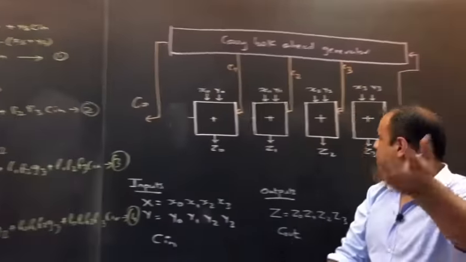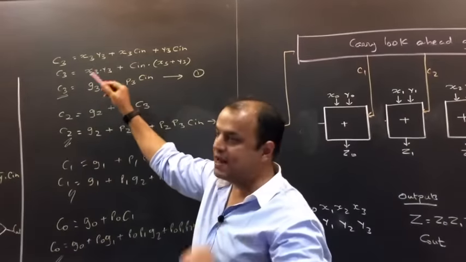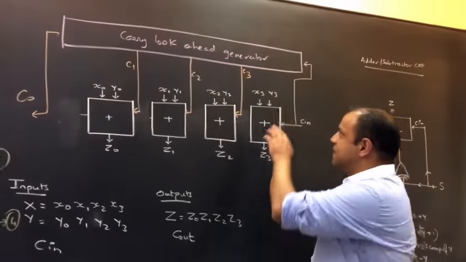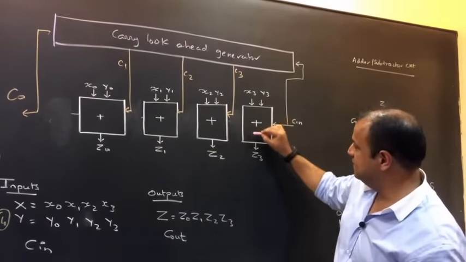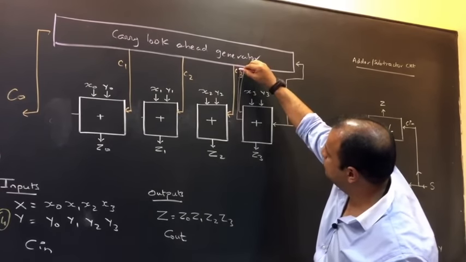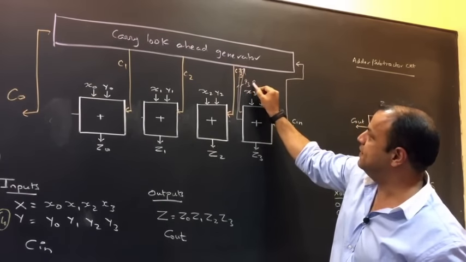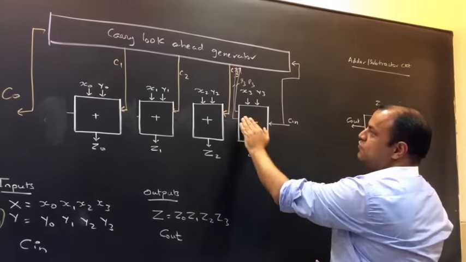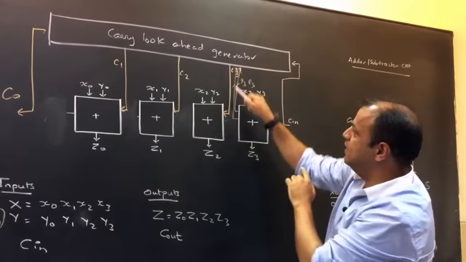G3 and P3. Come on, what is G3? X3, Y3 with an AND gate. What is P3? X3, Y3 with an OR gate. Inside this, there are AND gates and OR gates. That means this component can produce 2 things and give it to the carry look ahead generator. What are they? G3 and P3. Using X3 and Y3, it will produce G3 and P3. Using G3, P3 and C in, it will produce C3.